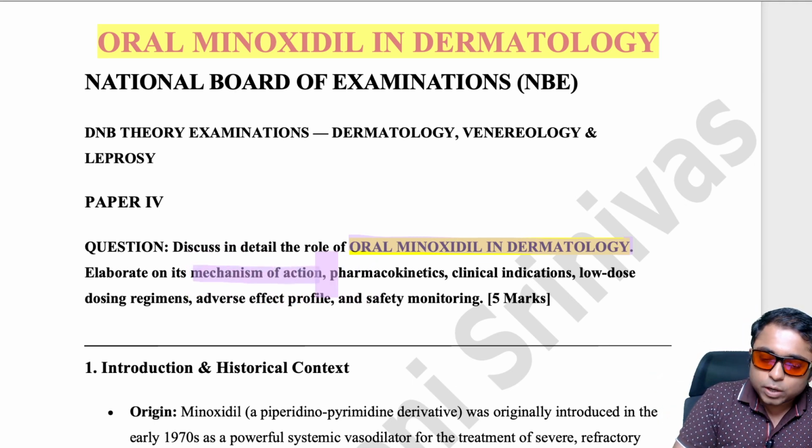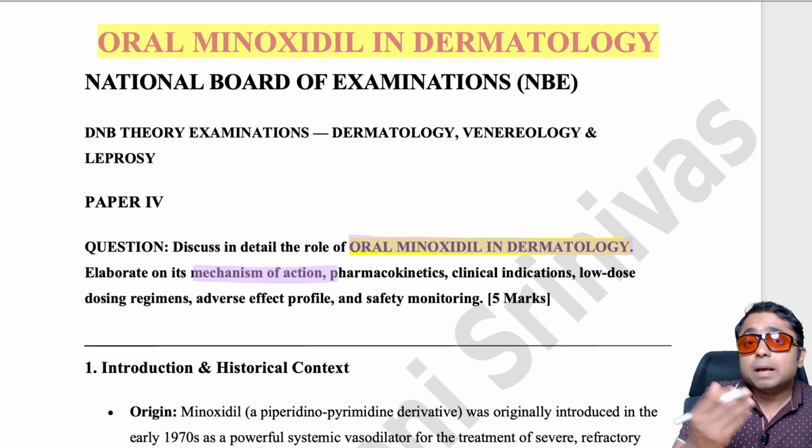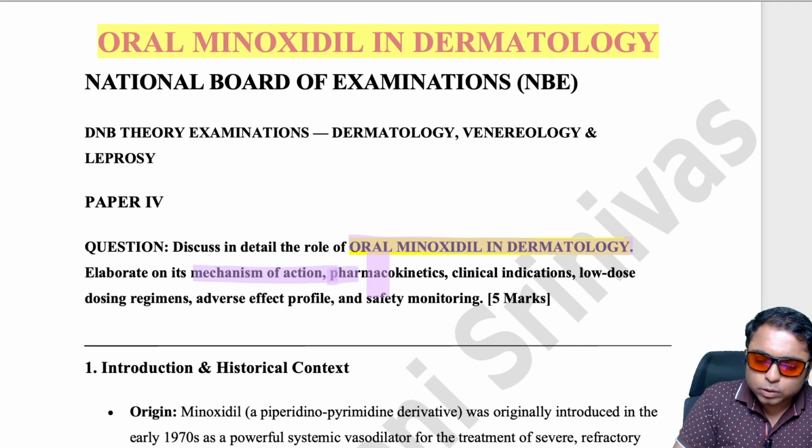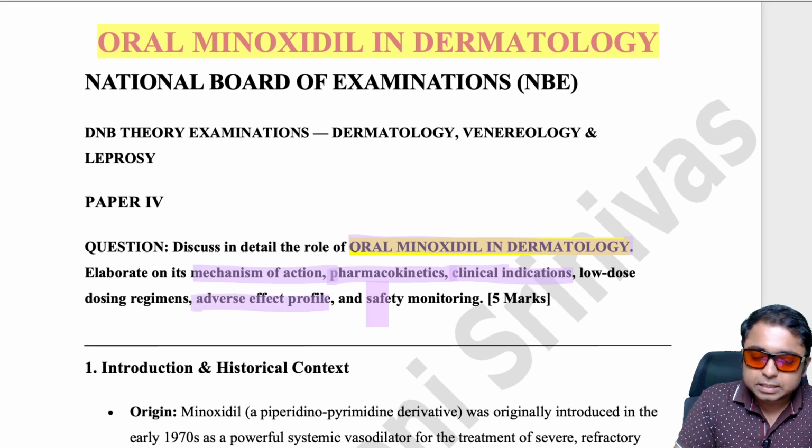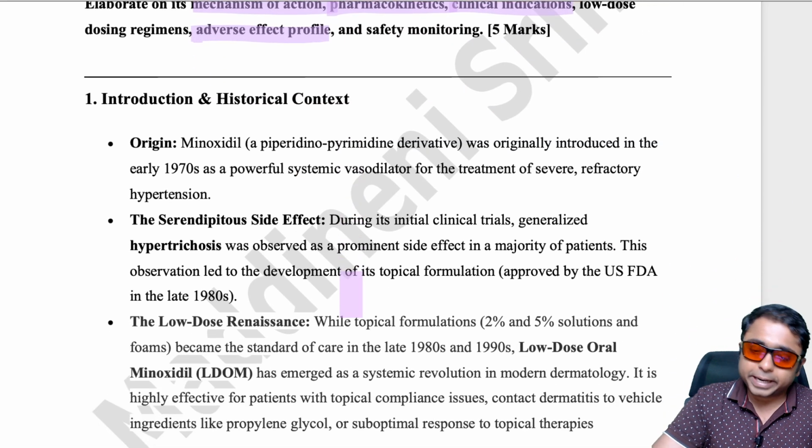So you can write down the introduction which we will discuss, mechanism of action, pharmacokinetics, what are the indications, what does this low dose exactly mean, and what are the adverse effects, and also safety monitoring of this medication.